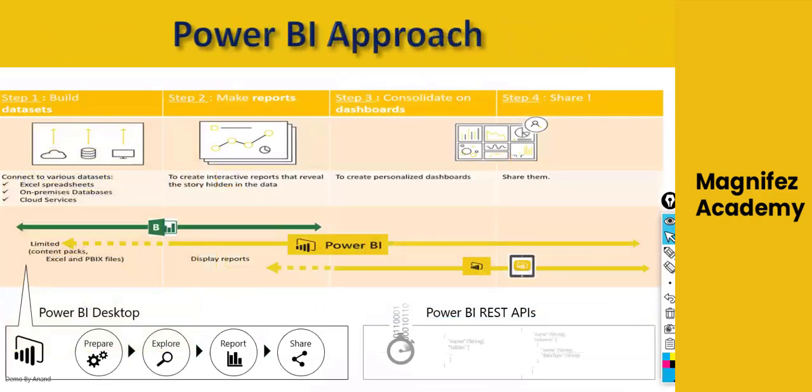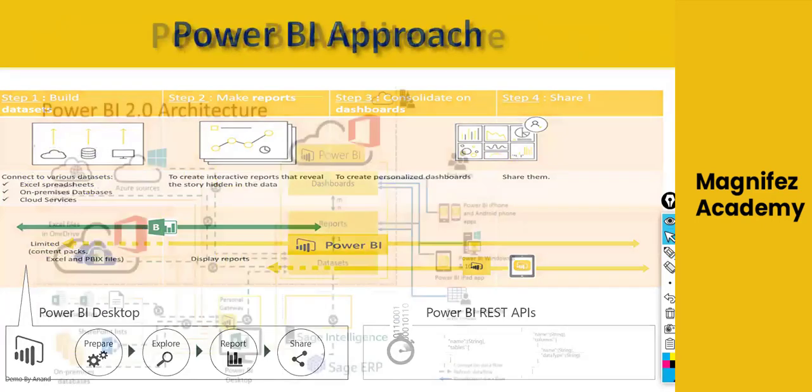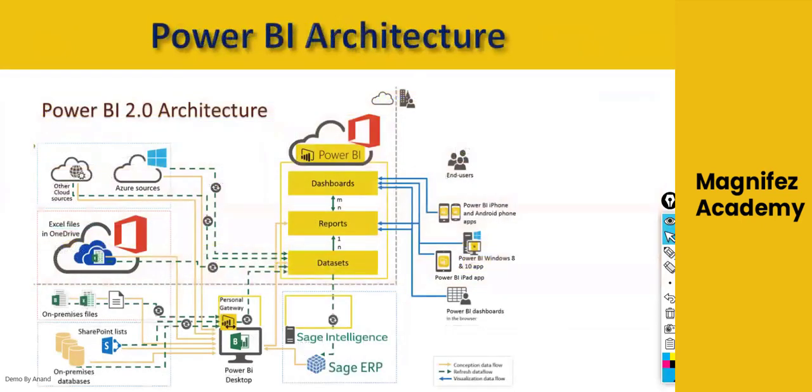So how are we doing the Power BI Desktop visualization? First is connecting to a dataset, then creating reports, then finally consolidating the dashboards you are building, and then sharing to your customers. Coming to the architecture of Power BI, how exactly you can get the data: from cloud sources, from cloud Excel files, from flat files, or from your on-premises data source. All these different data sources can be connected with the help of Power BI Desktop.